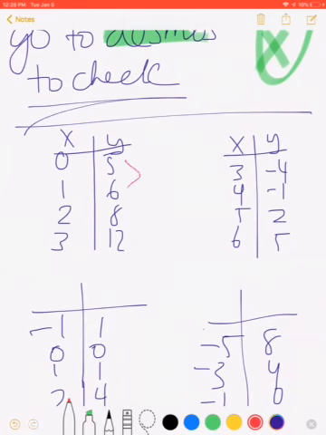How do I go from here to here? Okay, so from 5 to 6, I go up 1. From 6 to 8, I go up 2. From 8 to 12, I go up 4. They're not the same, so not linear.